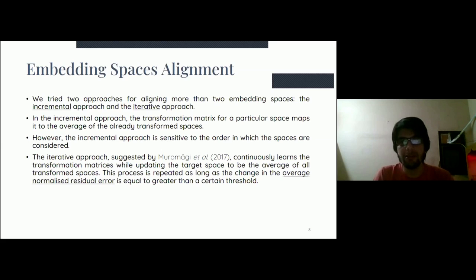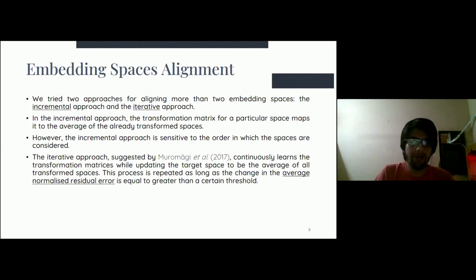Then we take an average of all those three, and the fourth embedding space is aligned with the average of the previous embedding spaces. So a possible problem with this approach is that the results are based on the order in which we are passing the embedding spaces. Initially we thought that it won't make much of a difference. However, we later realized that it does make a difference.